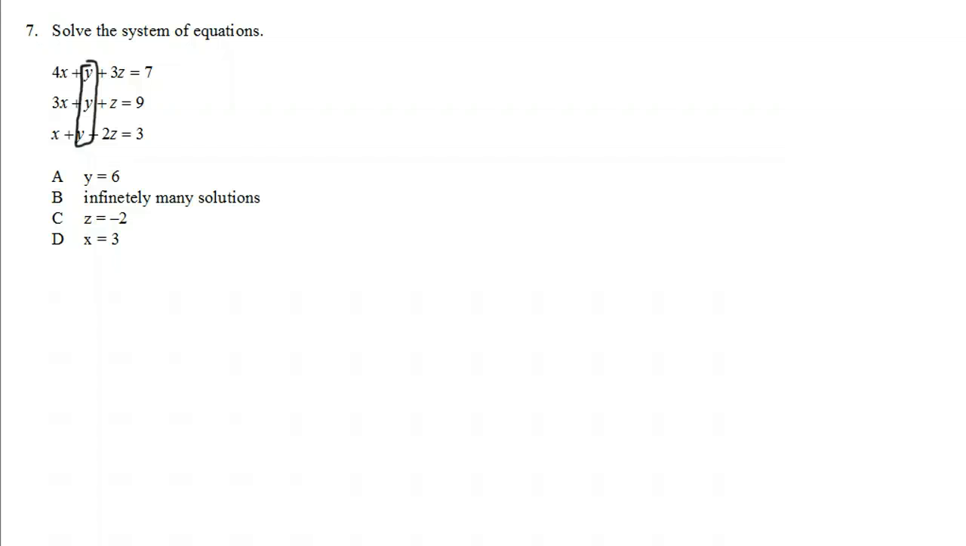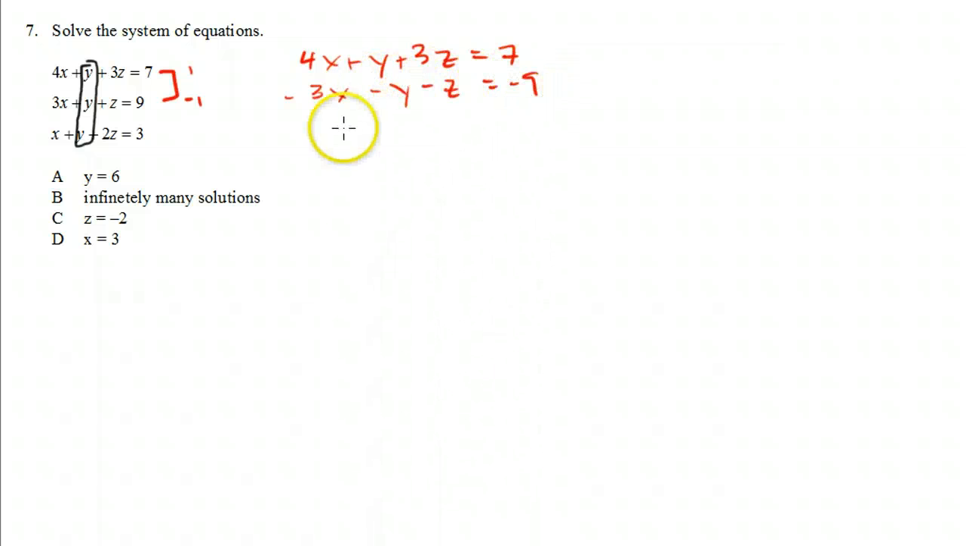So I have to cancel it out twice. Remember, we need two equations, equation 1 and 2, that both of them don't have a y. So let's just choose the first two first. And I'll multiply the bottom one by -1 and the top one by 1. Keep it the same. Now if I rewrite this, I just get 4x, y, 3z is equal to 7. The bottom, I'm going to distribute that -1 to everything, so I get -3x, -y, -z, and -9.